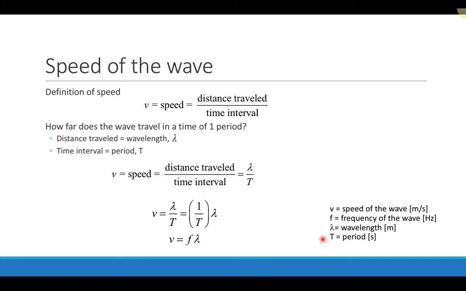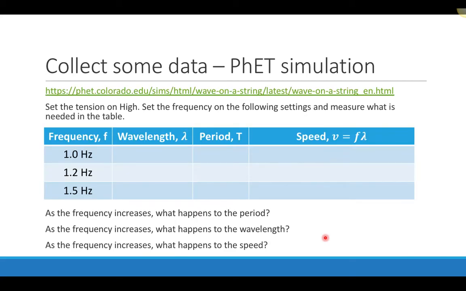And in terms of the units that we would use, speed is measured in meters per second, standard units. Our frequency is measured in hertz, which is basically cycles per second. Our wavelength is measured in meters, and our period is measured in units of time, which would be seconds. So we're going to go back to the PhET simulation, and we're going to look at different frequency settings, and we're going to measure the wavelength, we're going to measure the period, and we're going to calculate what the speed is, and then we're going to answer these particular questions.